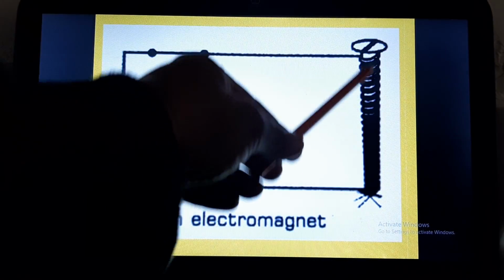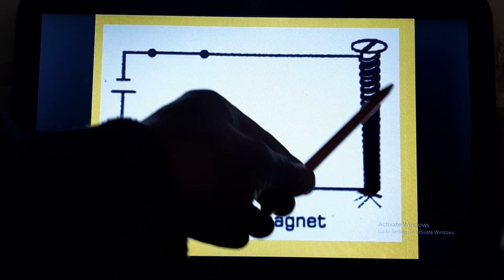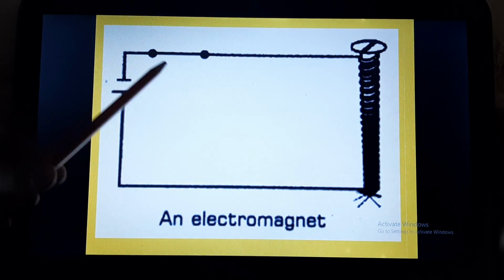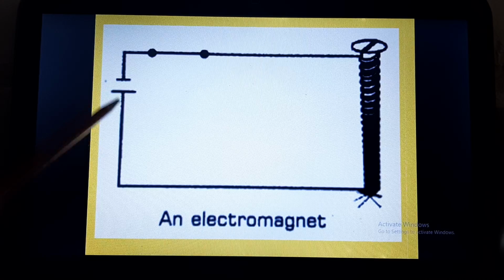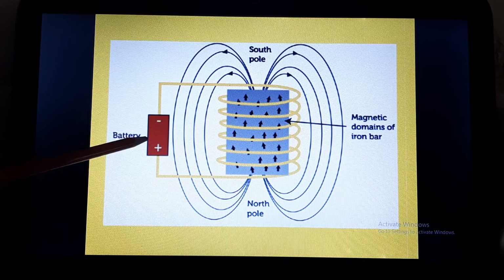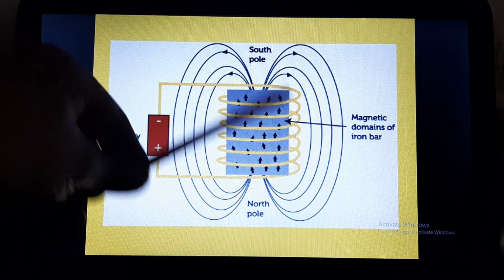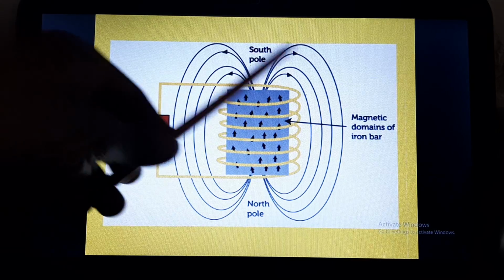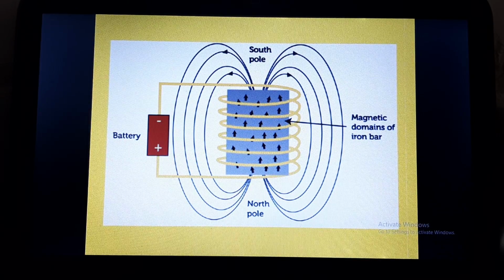So this is the main iron rod. This is the wire which is wrapped around it. Switch is on, and this is the cell, this is wire. This way it starts behaving like an electromagnet. Here you can see this is the battery, iron rod, this is the coil structure, and these curved lines are showing the magnetic field which is created by the electromagnet.